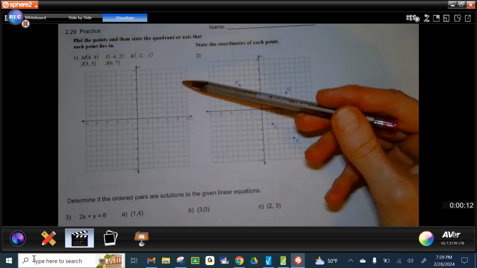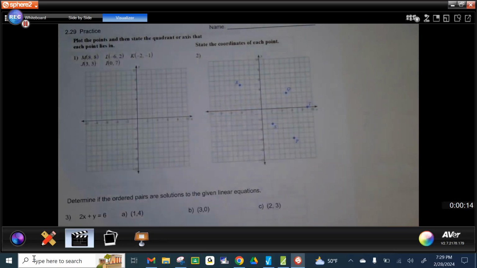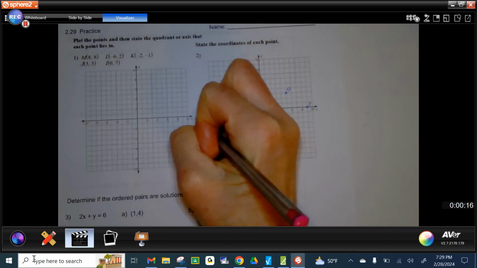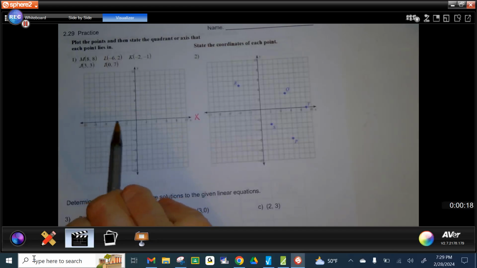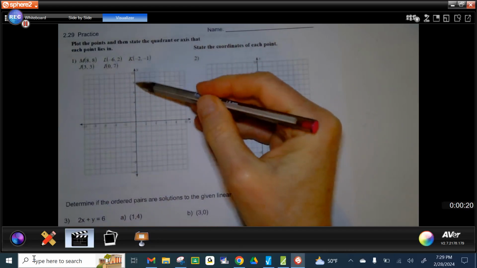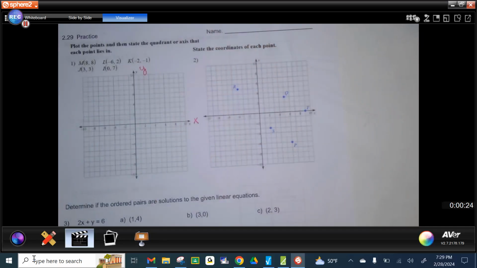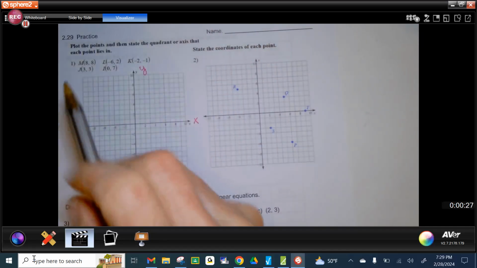Anyhow, we've been doing a little bit of graphing on the coordinate plane, and we know that this is the x-axis right here, this number line. And this number line that goes up and down is the y. It says it on here, but I always like to write it a little bit bigger. So we're going to plot some points.